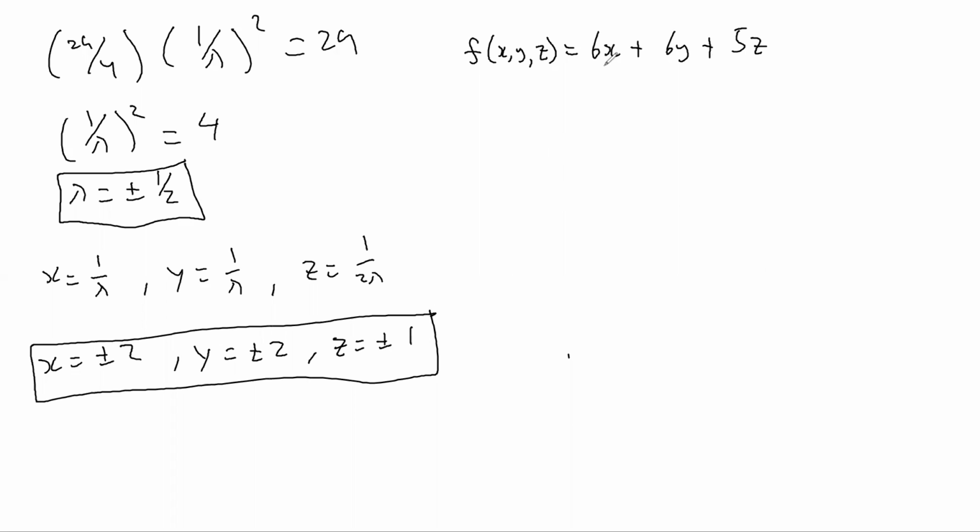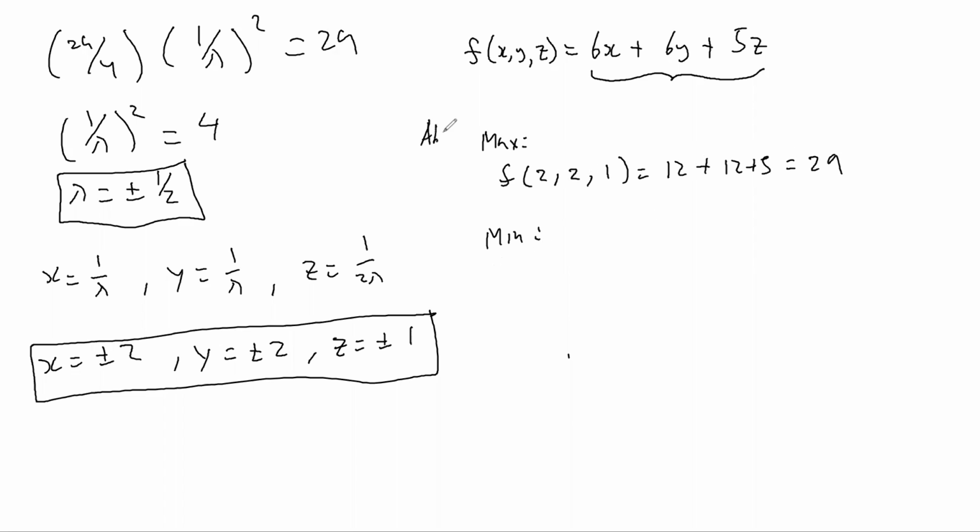And now if we plug in all negative values, that's definitely going to be our minimum value, just because this is a summation of all positive terms. Okay, so we have that the max value is going to be f of x equal to 2, y equal to 2, and z equal to 1. So that's going to be 12 plus 12 plus 5. That's 29. And we have a minimum value, or absolute min, sorry, of f of negative 2, negative 2, negative 1, which is negative 29.